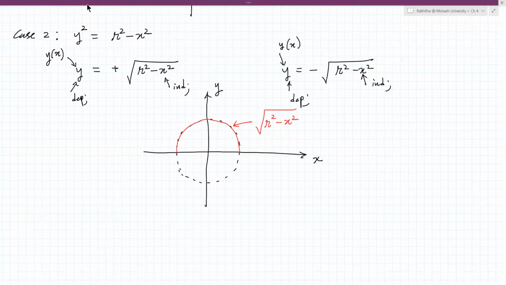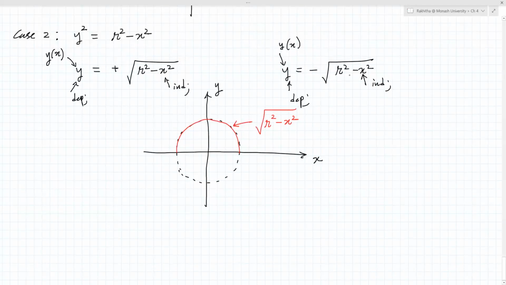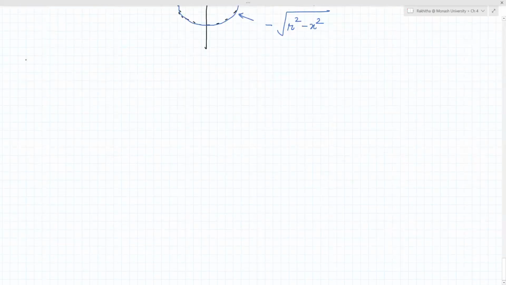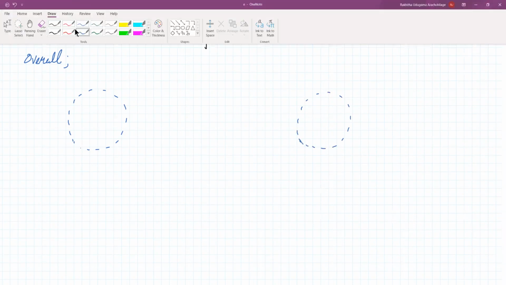Then this one, you understand, would be the opposite one, right? I hope I don't have to explain it. It goes with the same explanation. So this one would be negative square root of r squared minus x squared. Okay. So now this is very easy, right? Overall, what we have learned was this.